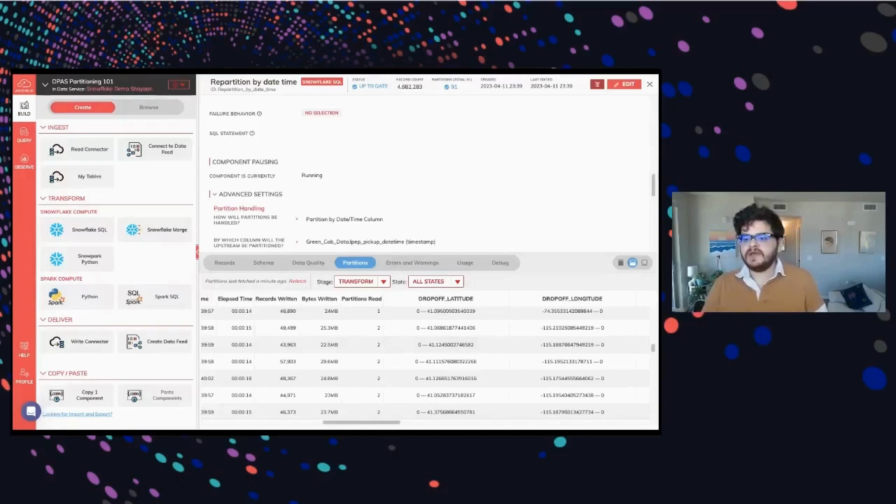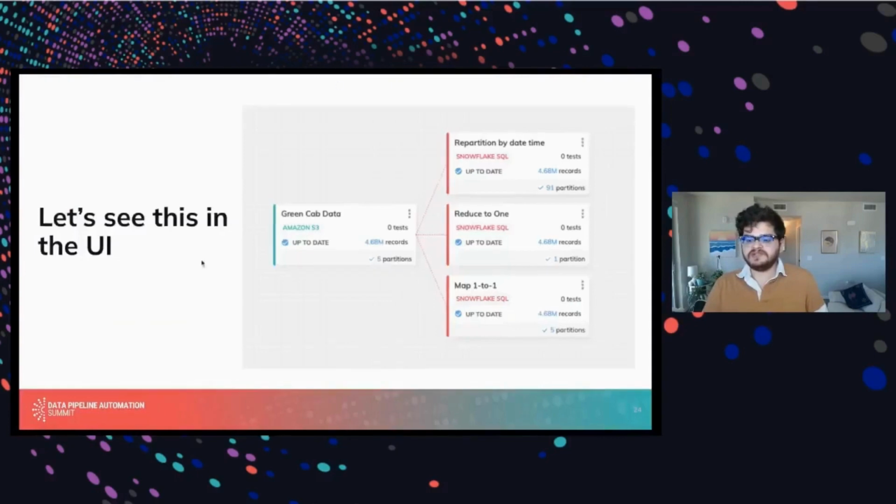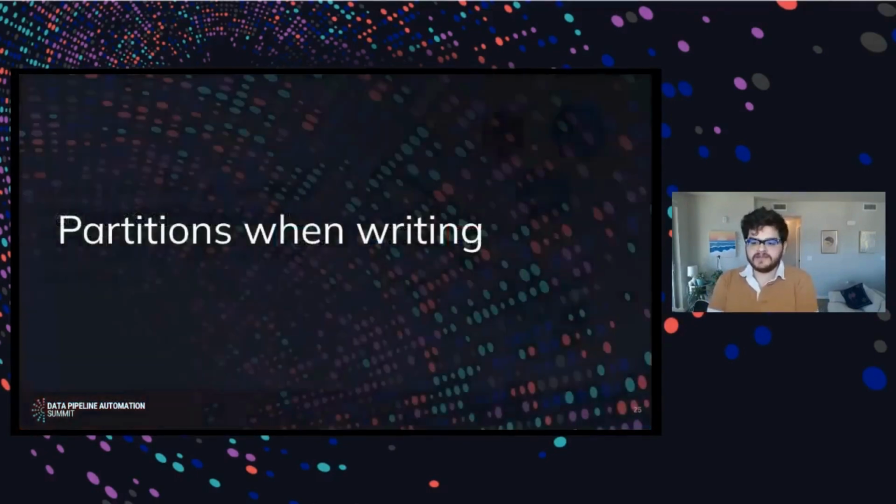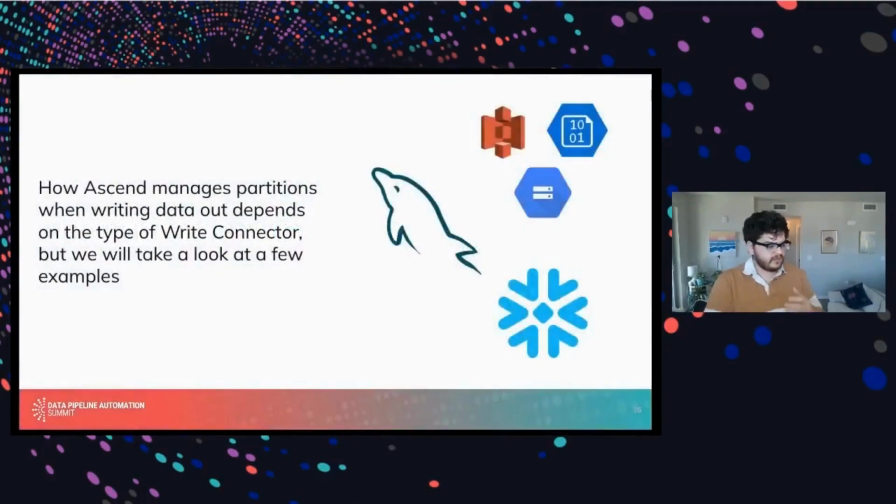All right, I'm going to switch back over to my presentation. And let's finally talk about partitions when writing. Partitions when writing will obviously vary by the type of write connector that you're using, and the strategies differ, but there is a basic concept on how we maintain partitioning and incrementality when writing data out. In this example, we're going to be taking a look at Blobster and Snowflake specifically, just to see how we handle that.